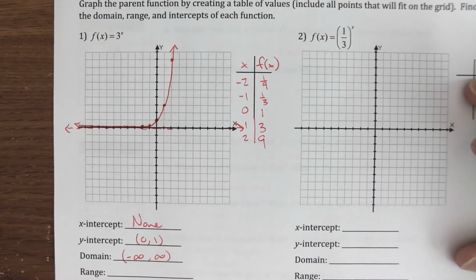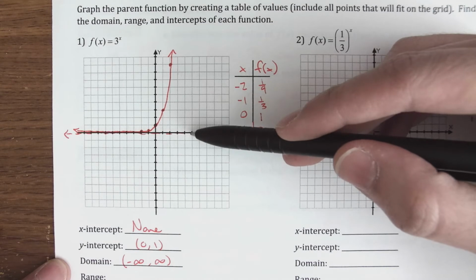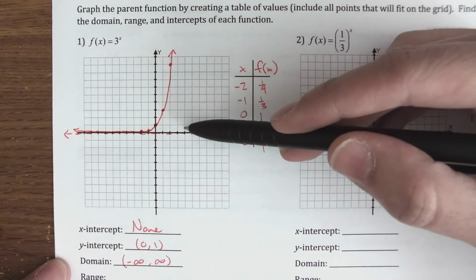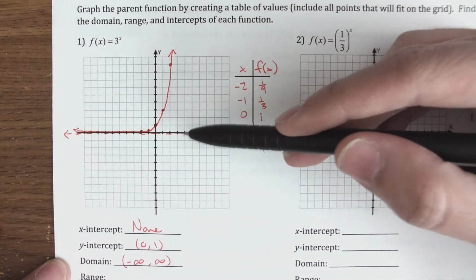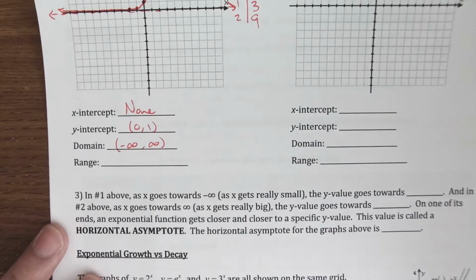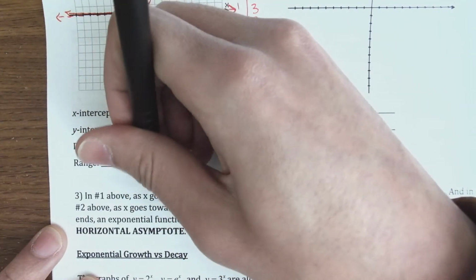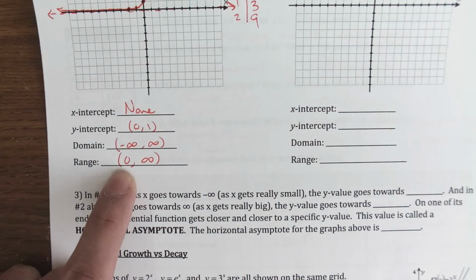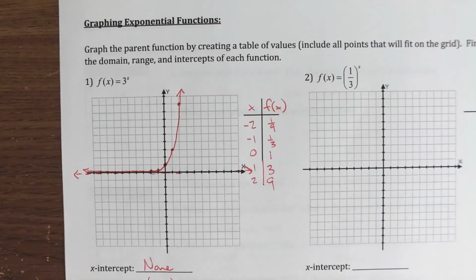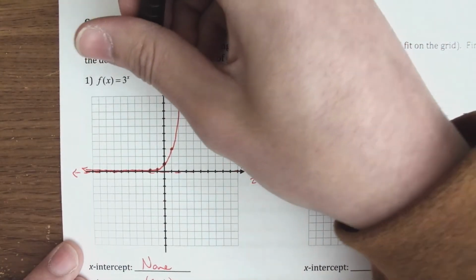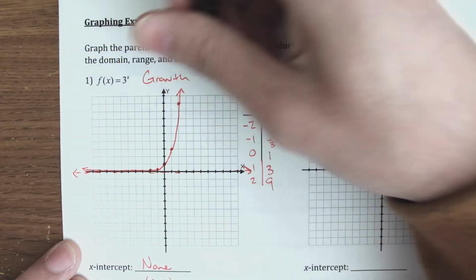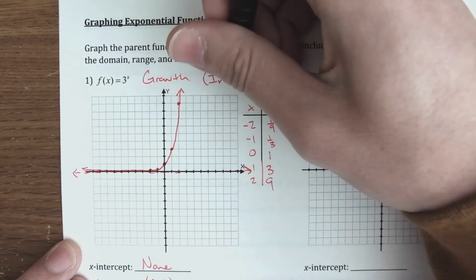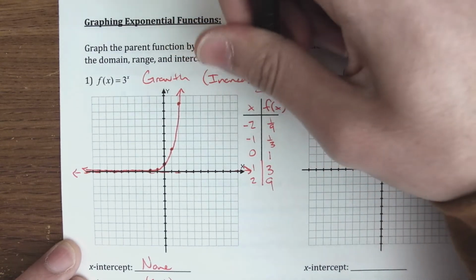The range, so the y values that we hit, we go all the way up to positive infinity, and we get really close to 0, but we never reach 0. So our range is going to be from 0 to infinity. And be very careful, we're not including that 0 because we never cross our x-axis. We never hit 0. So this should not be included in your range. All right. So just in summary, this is an example of exponential growth, which increases as x increases.